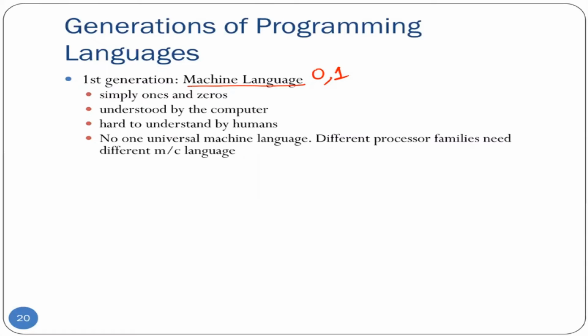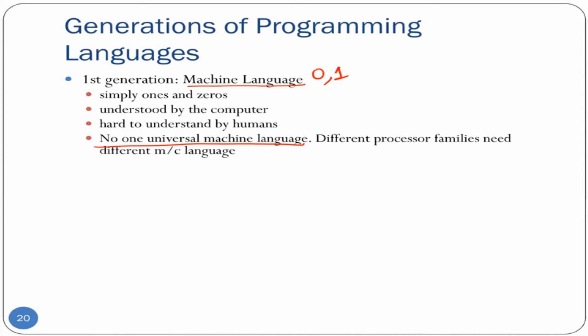Another problem is you should realize that just because a program is written in zeros and ones, it does not mean that any microprocessor in the world will understand it. There is no one universal machine language. Different processors that are manufactured by different manufacturers typically need their own machine language. Even processors manufactured by the same company, but belonging to different families of microprocessors, will also typically have different machine languages.